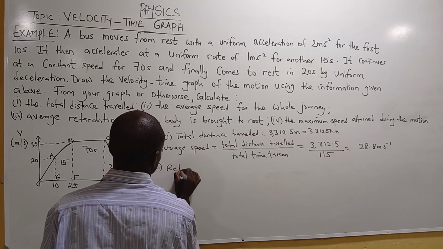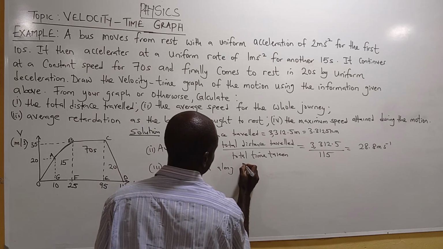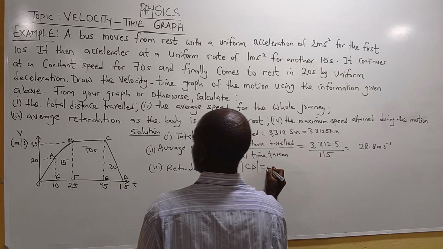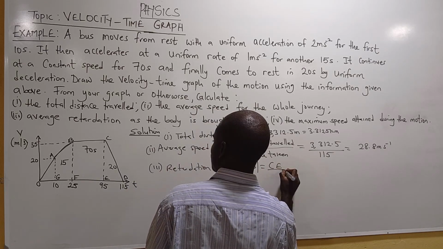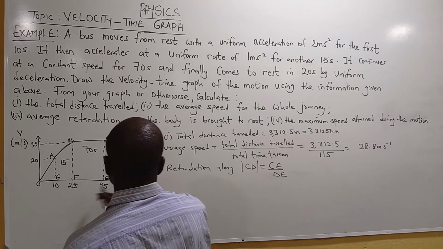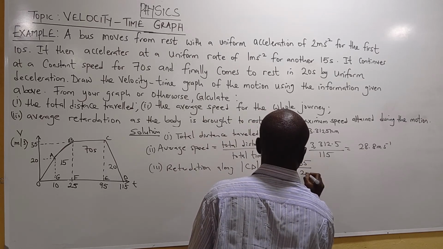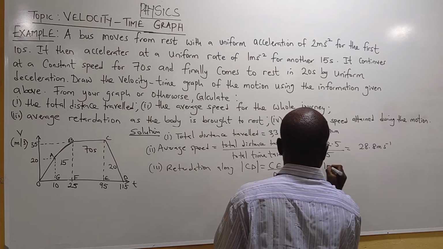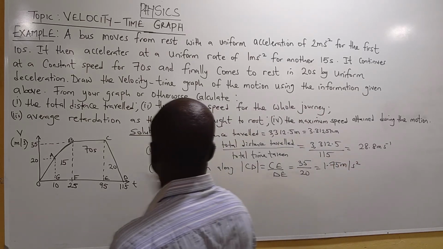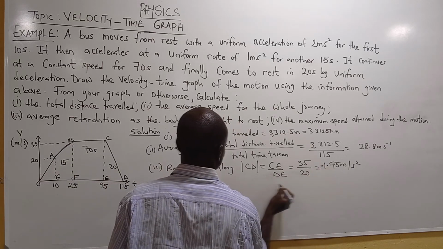Now retardation, this is the second one, this is the first one. Retardation along line CD equals CE over DE. You have to take the velocity, this is the velocity axis, over the time. Velocity first, which is 35 divided by 20. When you divide it, you have 1.75 meters per second squared. Retardation is opposite of acceleration, still the same unit. The only thing is that we introduce a negative to show that it's retardation.